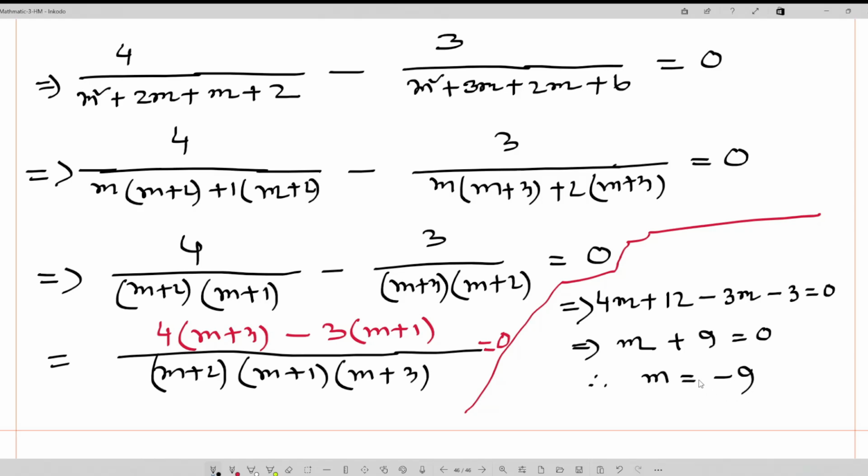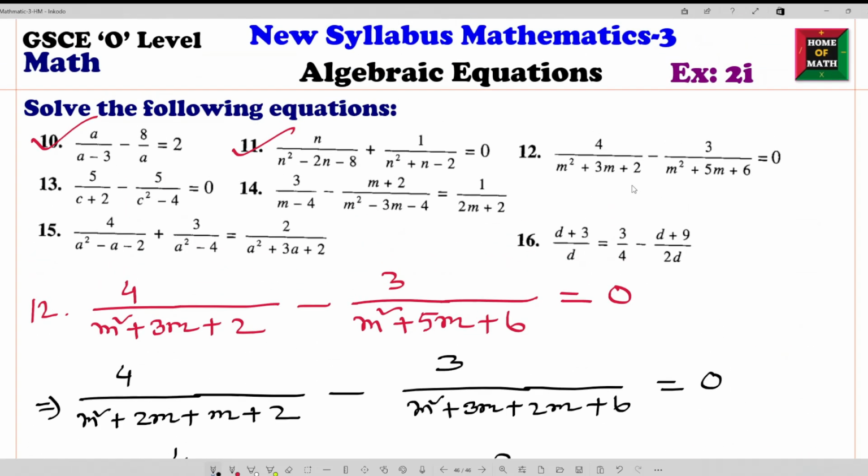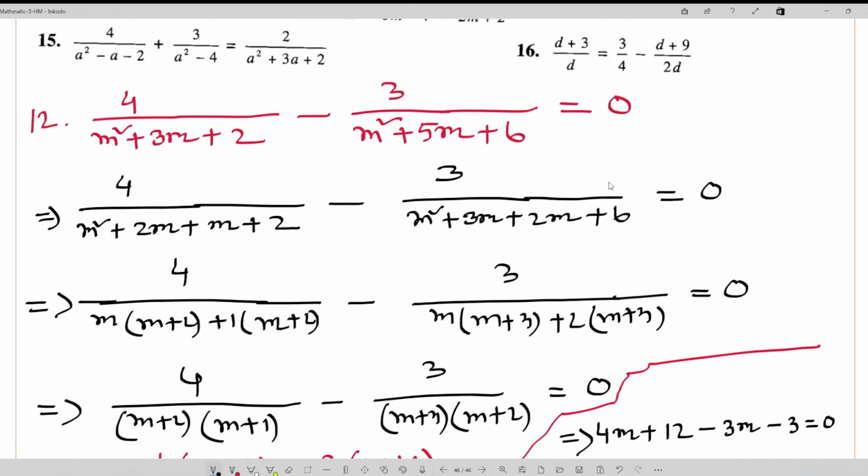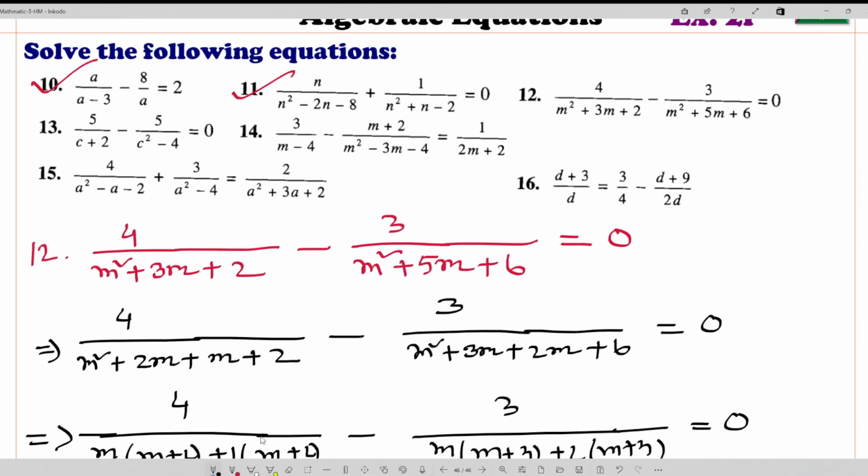Okay, so this is a very good math for exam practice. Number 12, our answer is minus 9. So we already completed up to number 12. So we will try to complete another math, which is number 13. Let's start.